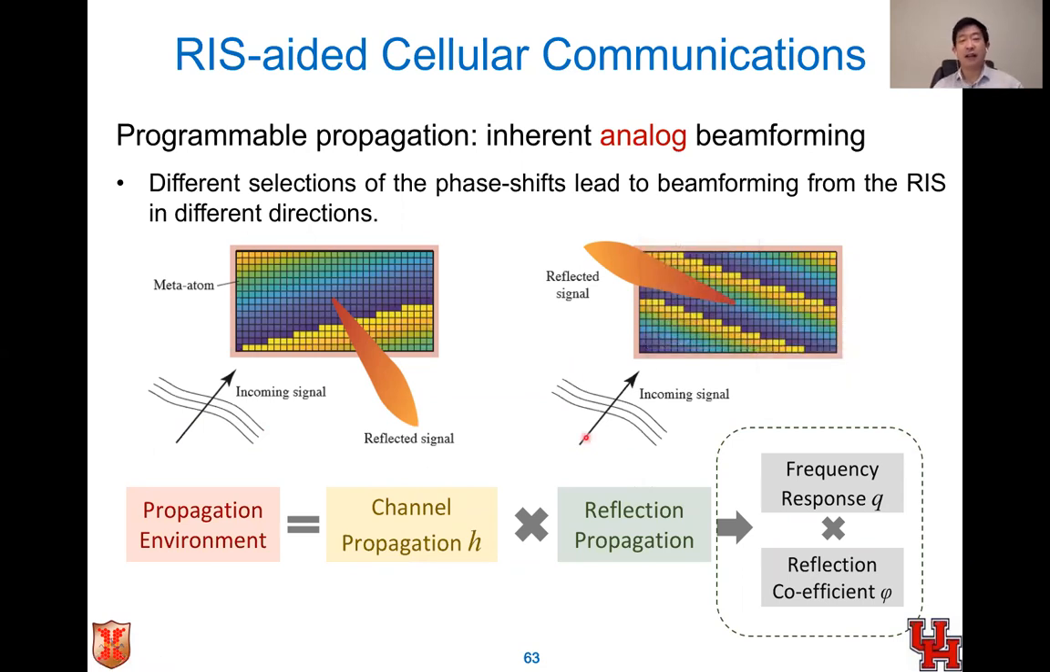And RIS-aided cellular network is a programmable propagation, with inherent analog beamforming. By directly pointing the analog beamforming into a different direction, we are supposed to be able to make the performance in certain directions better. The propagation environment is equal to the channel propagation, which I cannot control, which is related to the environment. But the one thing we can control is the reflection propagation, which can be controlled by the frequency response and the coefficient.